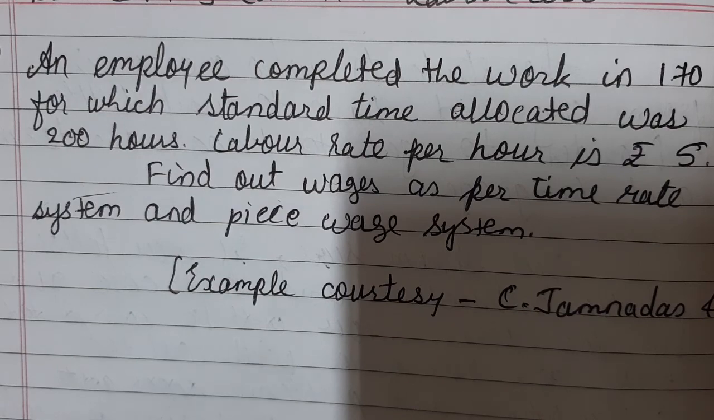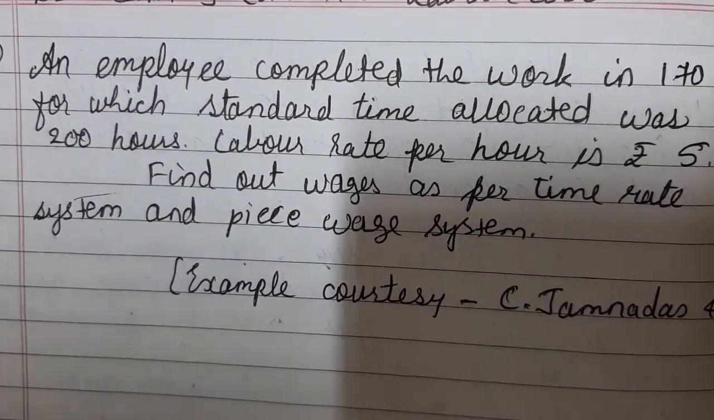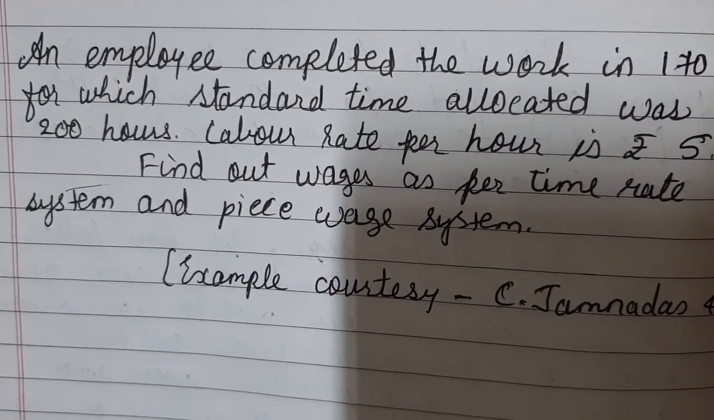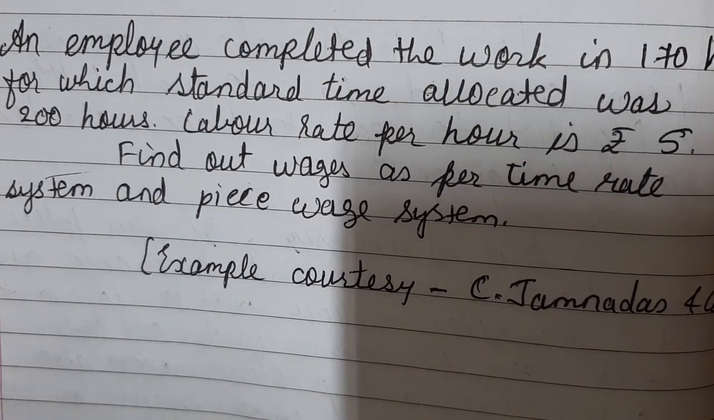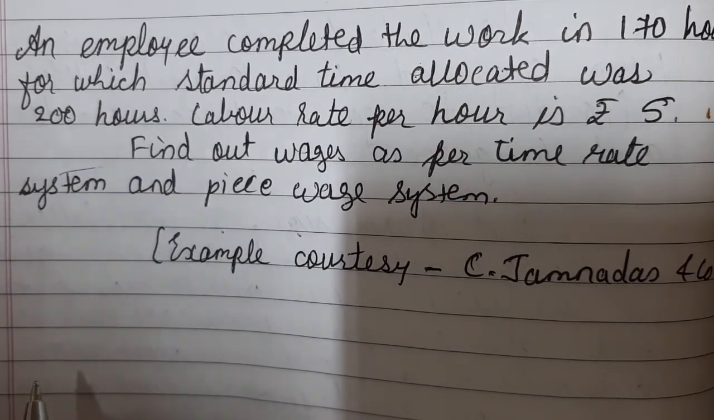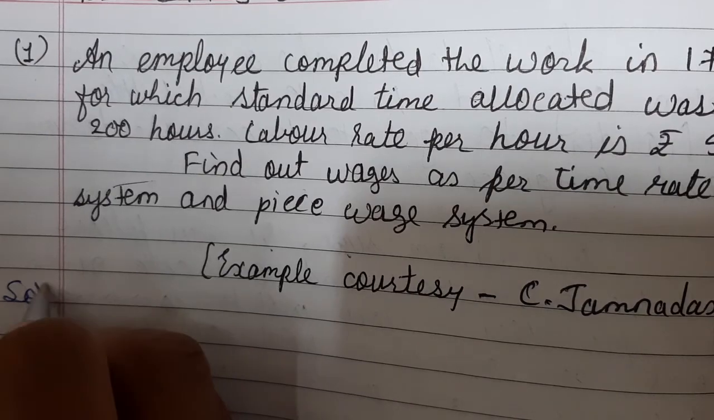An employee completed the work in 170 hours for which standard time allotted was 200 hours. Labor rate per hour is ₹5. Find out wages as per time rate system and piece wage system. So, starting with the solution.